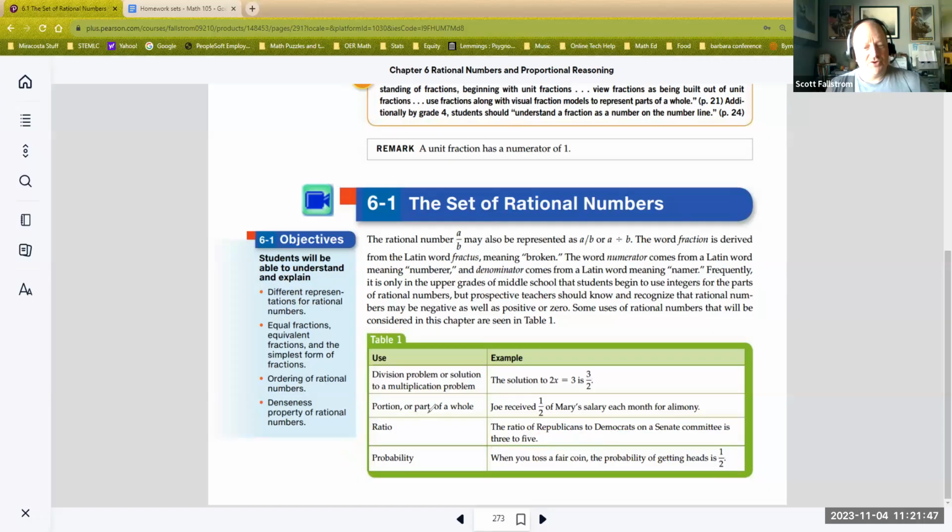A portion. So someone received half of Mary's salary for alimony. Division problem or solution to a multiplication problem. So the solution to a multiplication problem typically involves division. If you look at this, kind of saying 2x equals 3, you would divide by 2 on both sides. So 2x divided by 2 is equal to 3 divided by 2. And then the result, 3 divided by 2, would be 3/2.